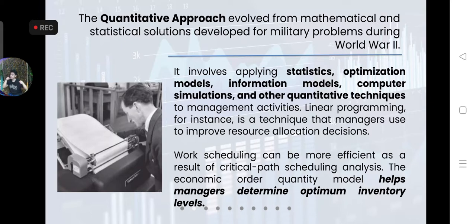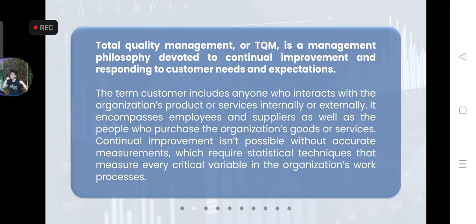The economic order quantity model helps managers determine optimum inventory levels. So, what is the economic order quantity model? This is a calculation companies perform that represents their ideal order size, allowing them to meet demand without overspending. Inventory managers calculate EOQ to minimize holding costs and excess inventory.